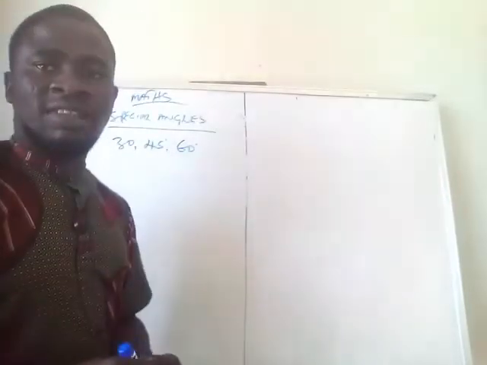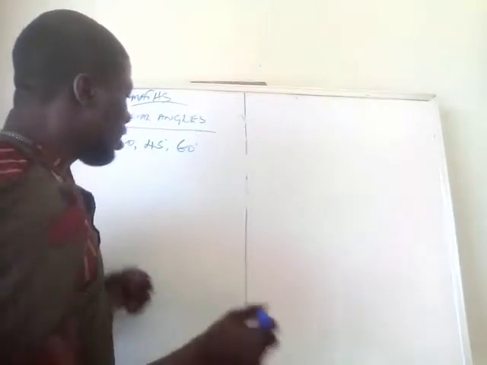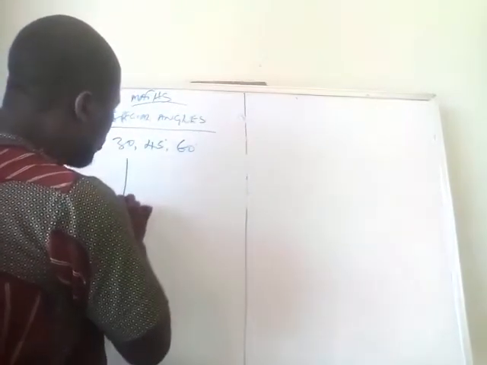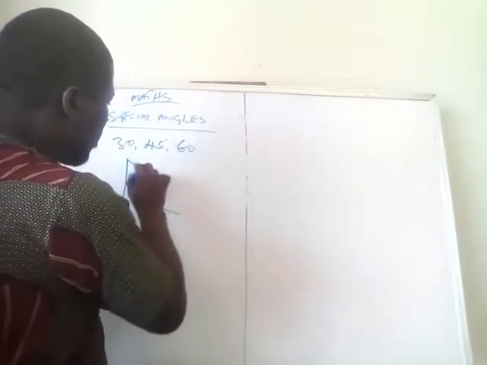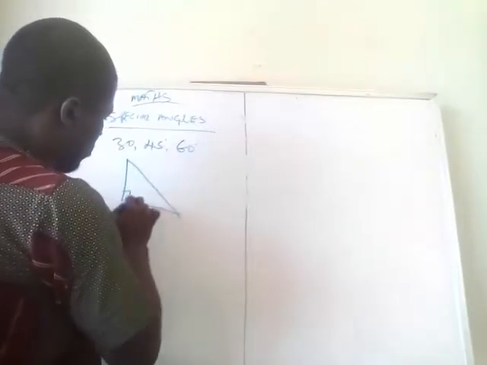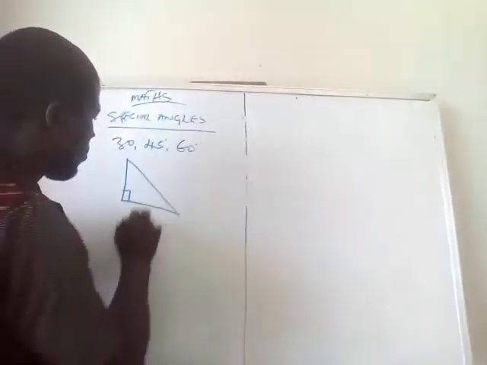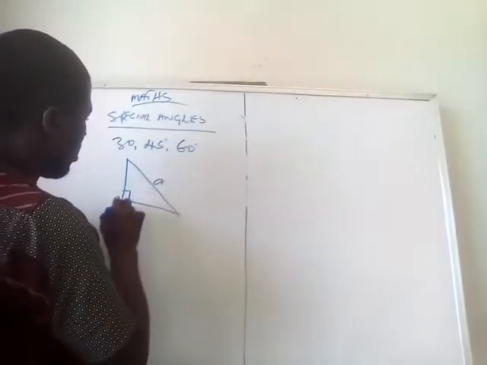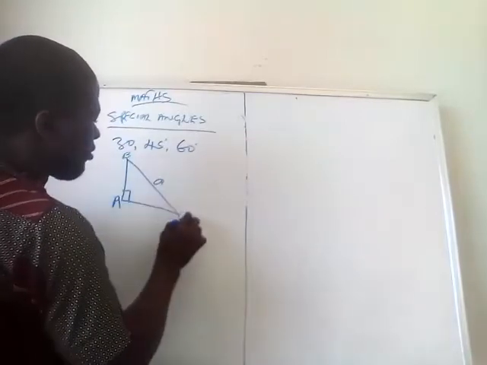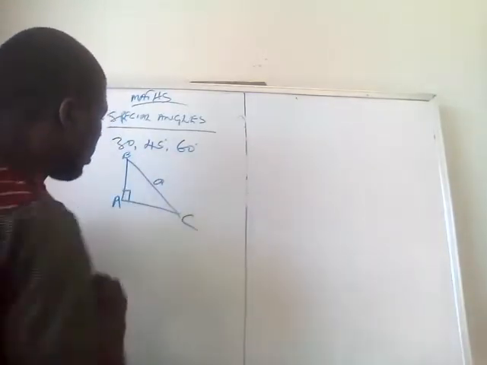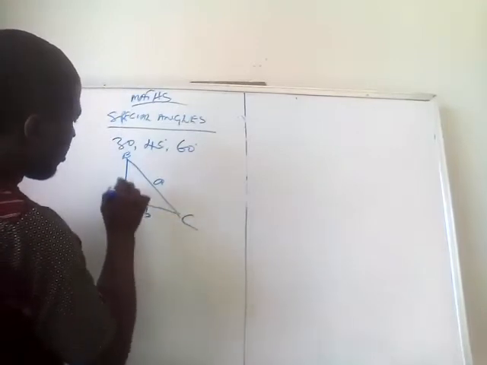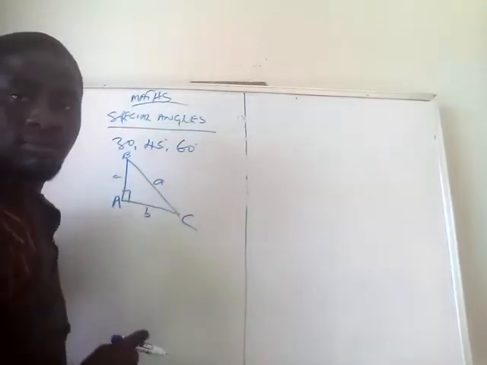But first of all, before we start with 45 degrees, if you have a right angle triangle, you know this is a right angle triangle. You have A, B, and C. This is your A, this is your B, and this is your C.